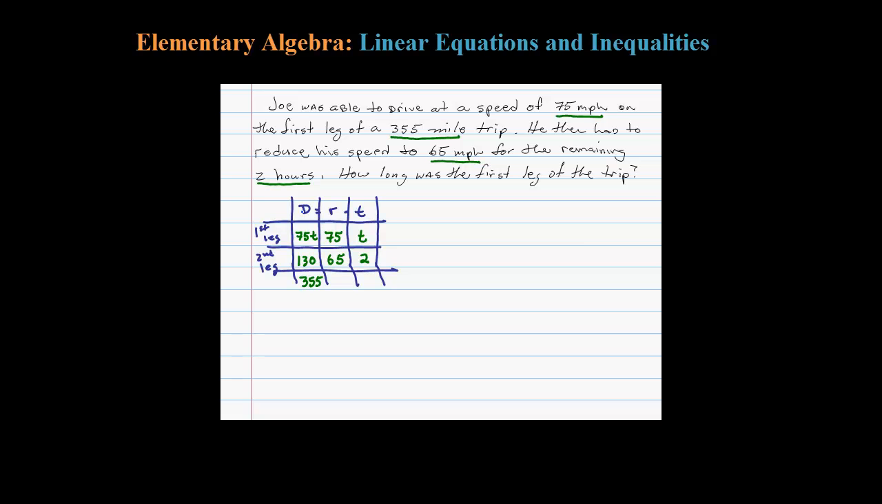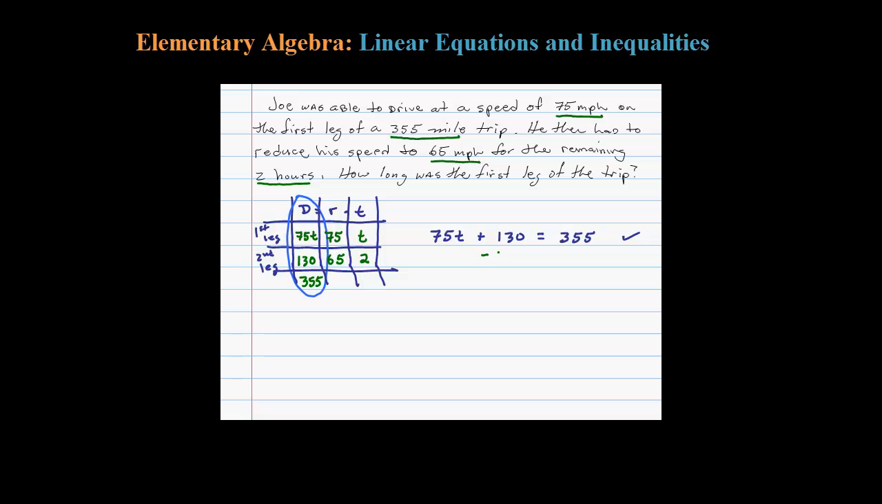Okay, so here I think we can get our setup out of this column right here. To set this up, we know the total distance was 355, so let's take 75t, that's the distance for the first leg, plus that 130 miles, which was the distance for the second leg, and the total for the trip was 355. Okay, so I'm adding those distances up, and I got a total. This is our setup. Once we have our setup, usually it's not so hard from there.